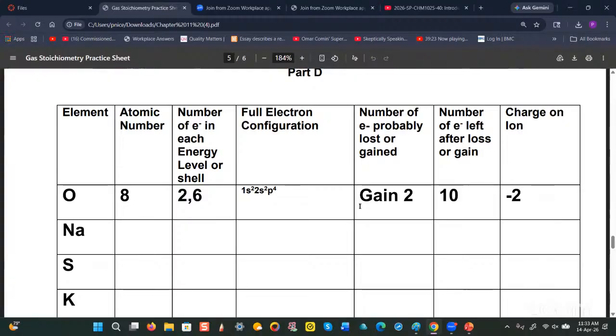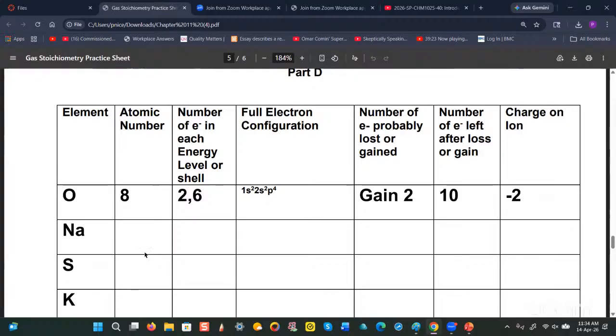So therefore, that's why it says here gain 2. When it gains 2 electrons, the number of electrons after the loss or gain would be 10. In terms of the charge on the ion, if it gains electrons, it will end up with a negative charge. If it loses electrons, it ends up with a plus charge. The actual magnitude of the charge depends on the number of electrons lost or gained. So in this case, because it gains 2 electrons, the charge on the resulting ion will be -2.